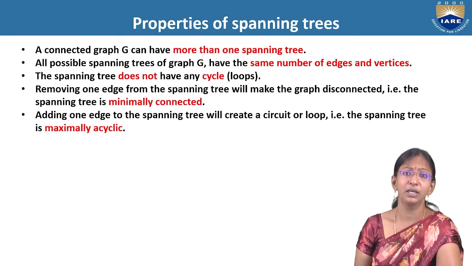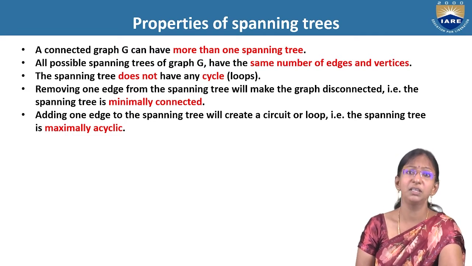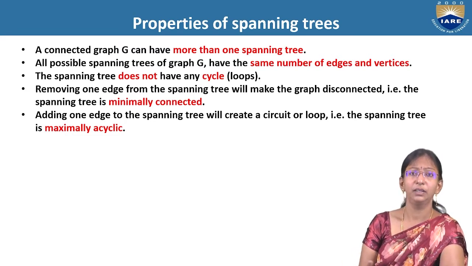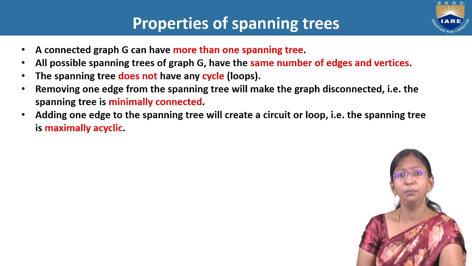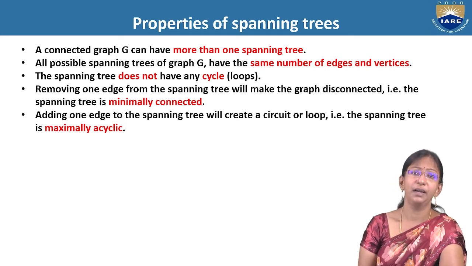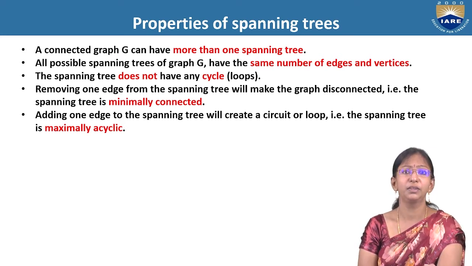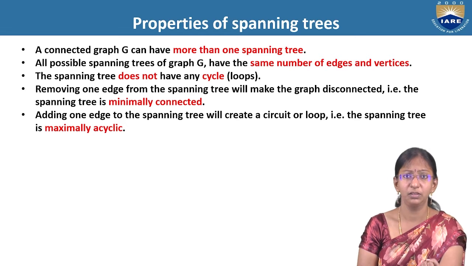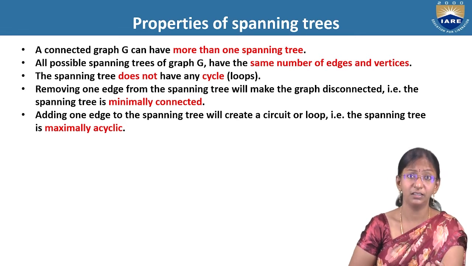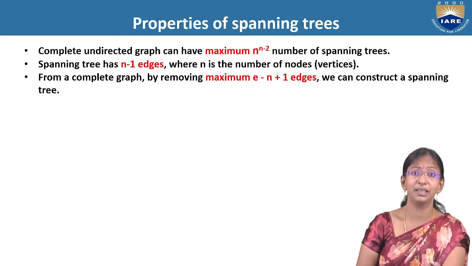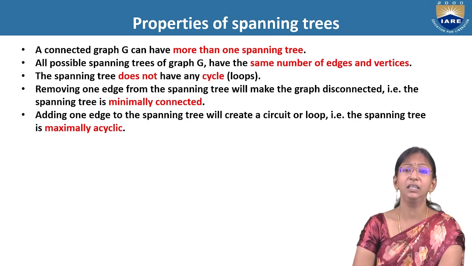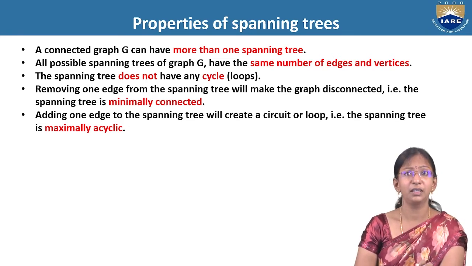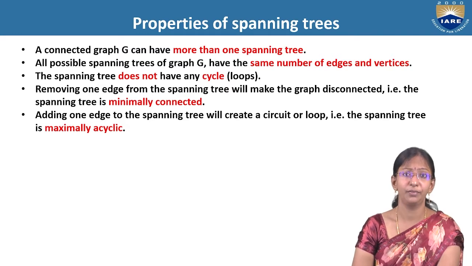Next, let's look at the properties of spanning trees. A connected graph can have more than one spanning tree, right? All possible spanning trees have the same number of edges and vertices. The first point is the number of vertices. We are not going to lose any vertex or node, as it is connected. The first and foremost point that I said is that they are connected, right? So we are not going to lose any vertex, and if there are n vertices, you are going to have n minus 1 edges, right?